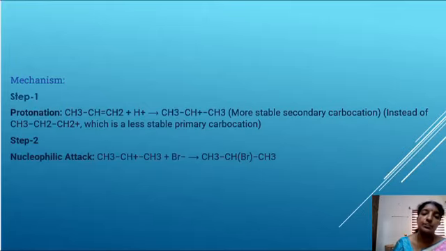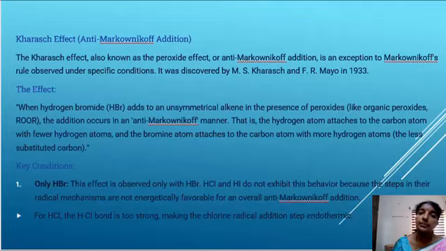The mechanism of addition of HBr to propene takes place in two steps. Step 1 is protonation. Here, H+ ion adds to the propene. As a result of this addition, a more stable secondary carbocation is formed instead of the primary carbocation. So here the formed carbocation has the formula CH3CH+CH3, and this is the more stable secondary carbocation. And step 2 is nucleophilic attack. Here the formed secondary carbocation reacts with Br- ion to form the product, and obviously the product will be 2-bromopropane.